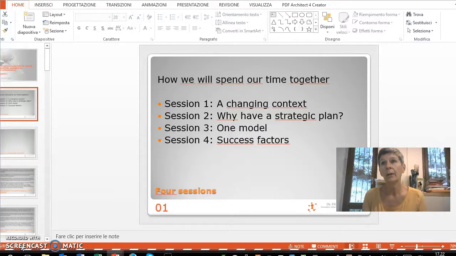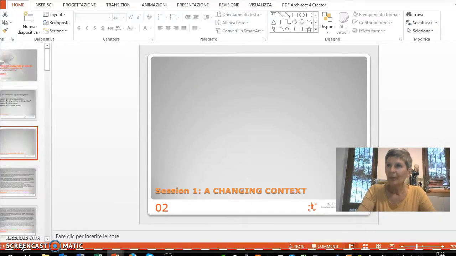So session 1 is the one we're doing today, called A Change in Context. Session 2, Why Have a Strategic Plan? Session 3, I will look at one model in particular that I think is a good one. And we will wrap up in the 4th session looking at the success factors for internationalization strategies. So, let's kick off then with our first session on the changing context.